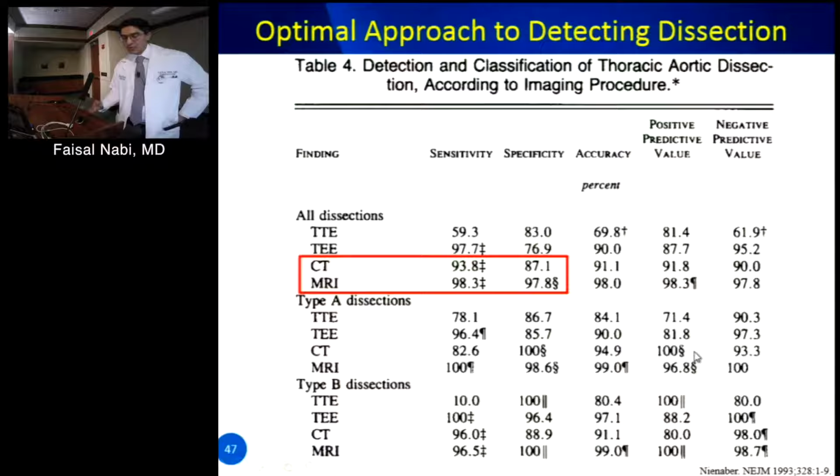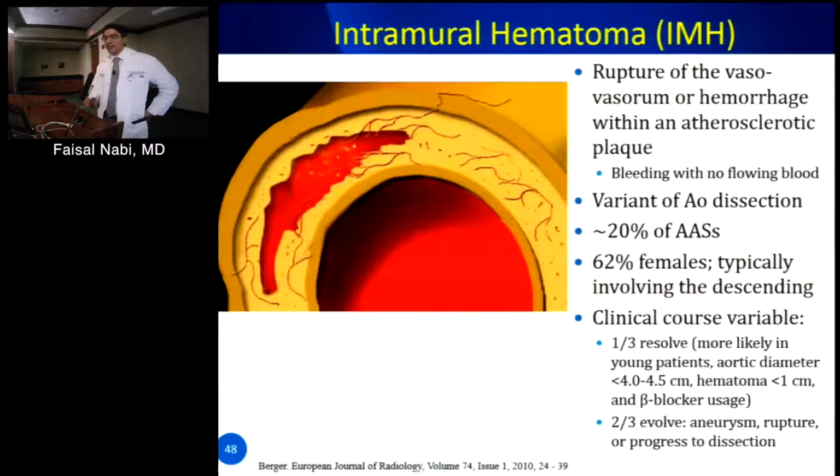Intramural hematoma is really a bleed within the media, usually caused by a rupture of the vasa vasorum. There is no flowing blood. It's about, again, 20% of acute aortic syndromes. Its predisposition really is females and typically involving the descending aorta.